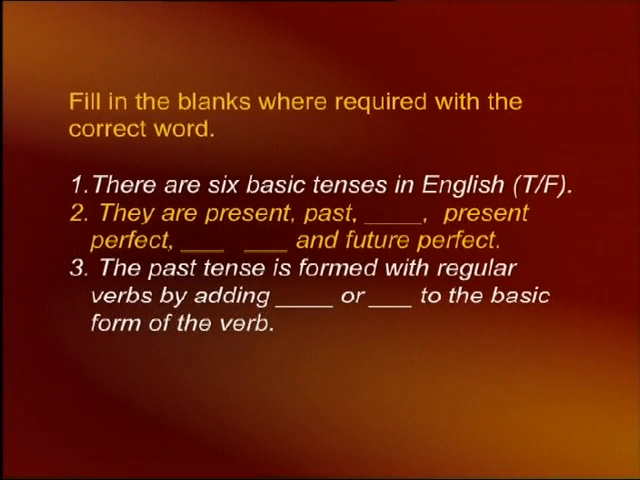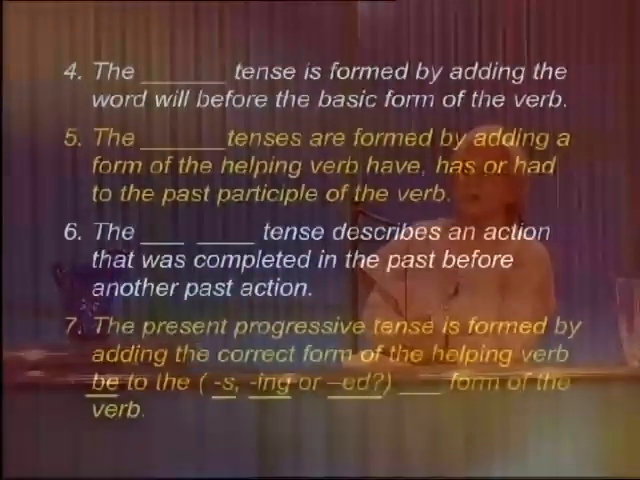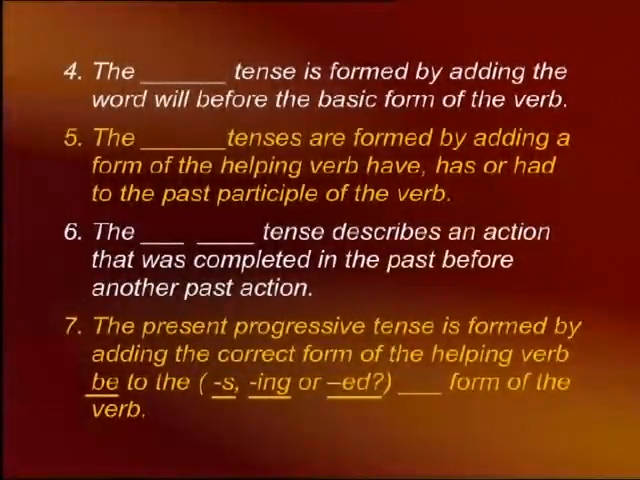Number 3, the past tense is formed with regular verbs by adding to the basic form of the verb. What has to be added to make the past tense? Simple, ed or d. Number 4, which tense is formed by adding the word will before the basic form of the verb? And it is the future. You have to fill in the blank with the word future.